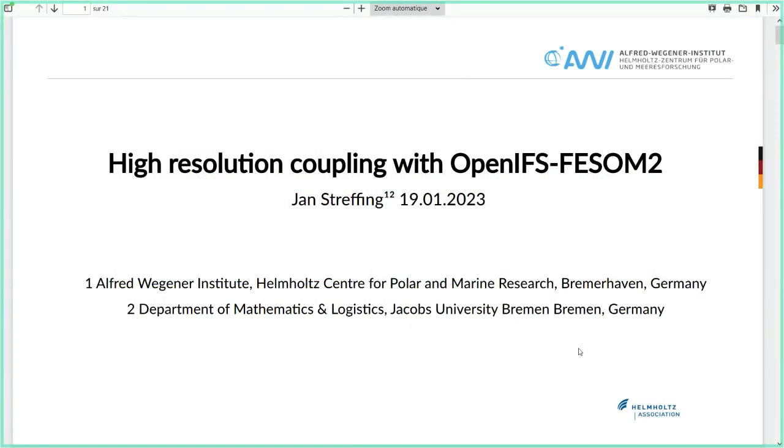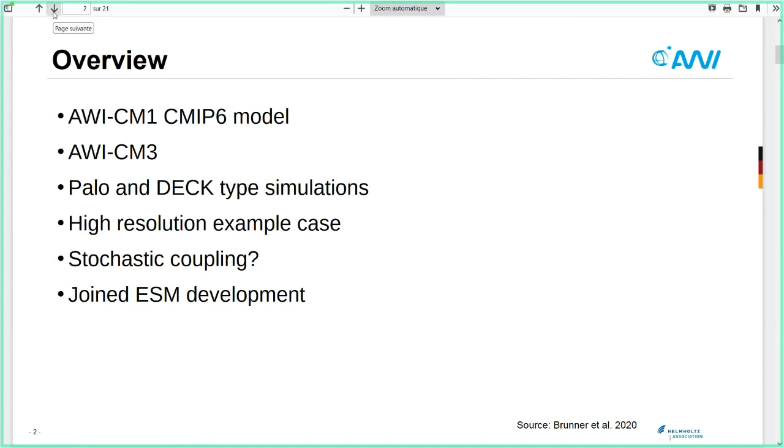The new coupled models there with OpenIFS and our own finite volume ocean model. Yeah, so this is a short overview. I will give a little bit of introduction to our CMIP6 model.